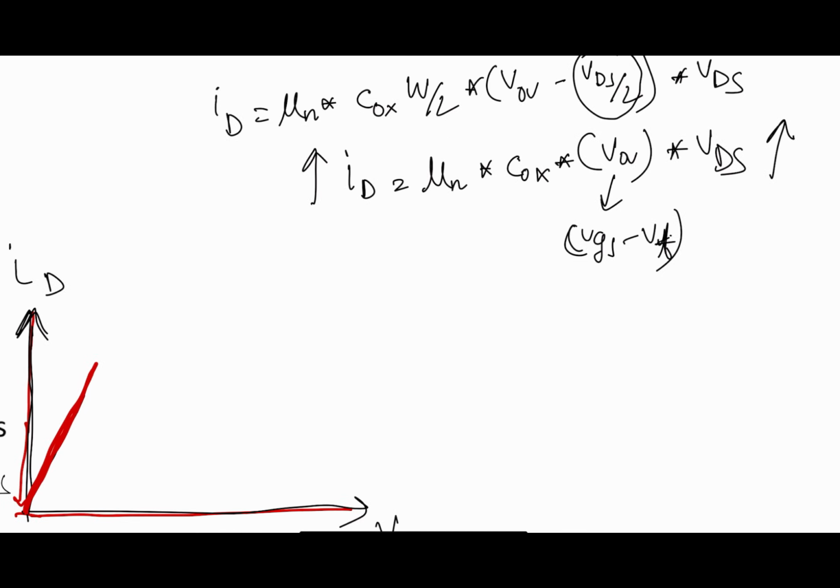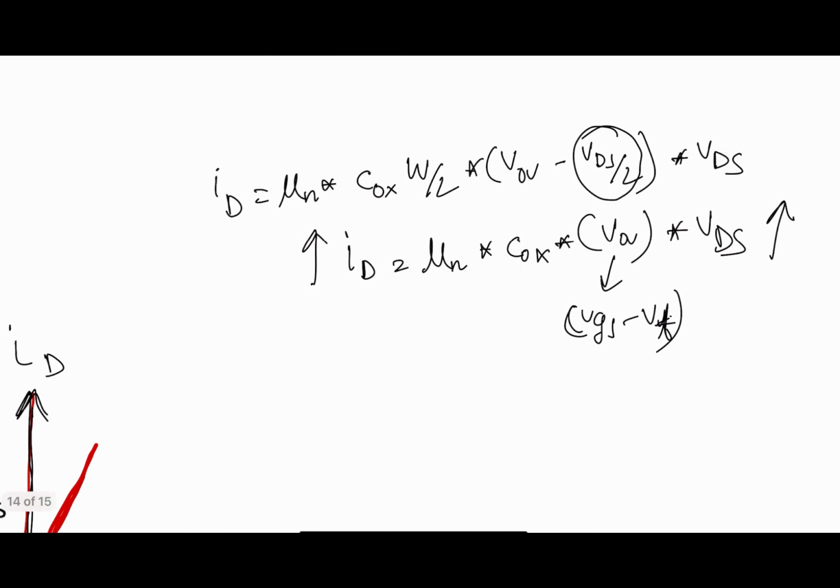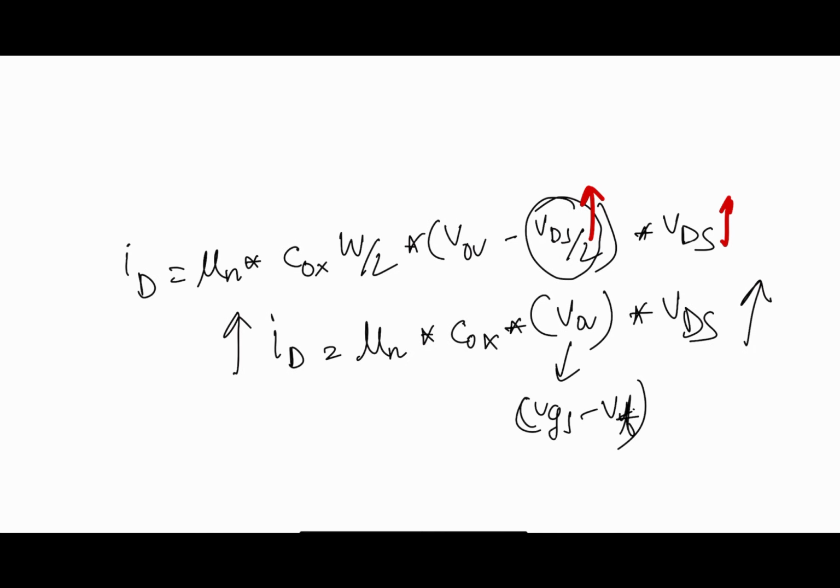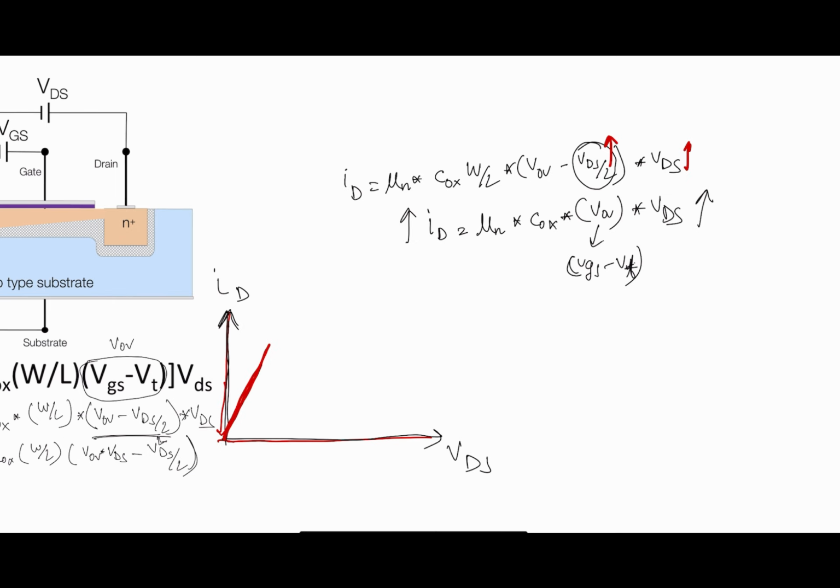Now you increase the value of VDS. If you increase the value of VDS, then what will happen? The resistance of this channel increases. So the current will make a slope. It will not increase linearly. It increases in a slope. And this one is called the linear region.